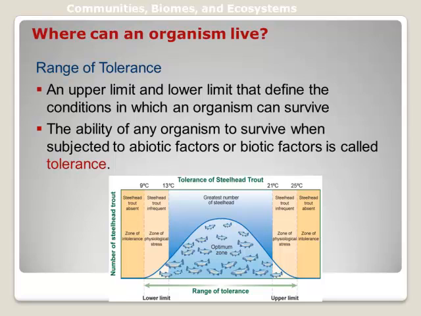So this ability of an organism to survive is called its tolerance, and that entire area is called the range of tolerance. One of the things that happens, though, is that temperature isn't the only thing that can affect the survival of the steelhead trout, because other things happen when that temperature changes. As the temperature goes up in the water, it's able to hold less oxygen.